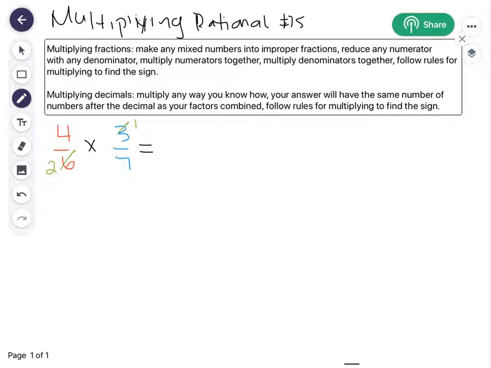All right, you may have also noticed that now our 4 and 2 have a common factor of 2 as well. So we're going to cross out 4, we're going to cross out 2, and we're going to divide them both by 2. So 4 divided by 2 is 2. 2 divided by 2 is 1. So now we have 2 over 1 times 1 over 7. Once we've reduced as far as we can reduce, we then just multiply. So 2 times 1 is 2, and 1 times 7 is 7. So we're left with 2 sevenths. Their signs are the same, so our answer is positive. So we're just left with 2 over 7.